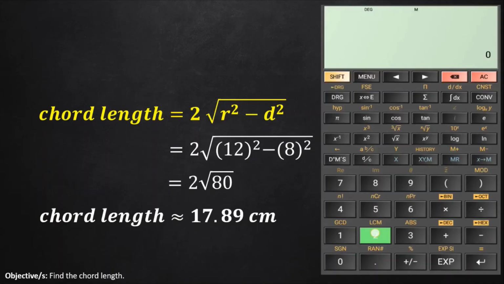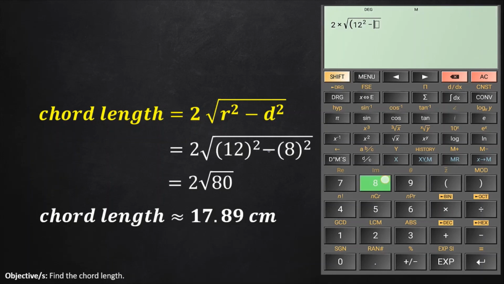Now, we check natin using our calculator. So, we have 2 times square root of 12 squared minus 8 squared. And the answer is 17.89 centimeters, rounded off to 2 decimal places.